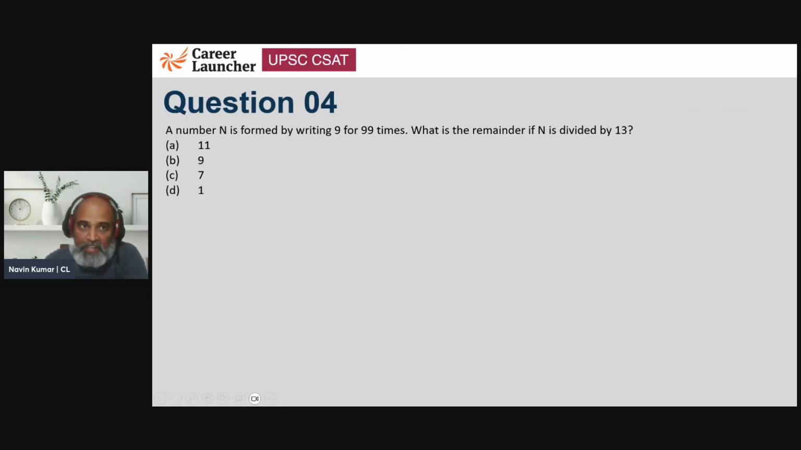Another problem. A number n is formed by writing 9 for 99 times. So we have 9, 9, 9, and so on, written 99 times. Question asked is when it is divided by 13, what is the remainder?